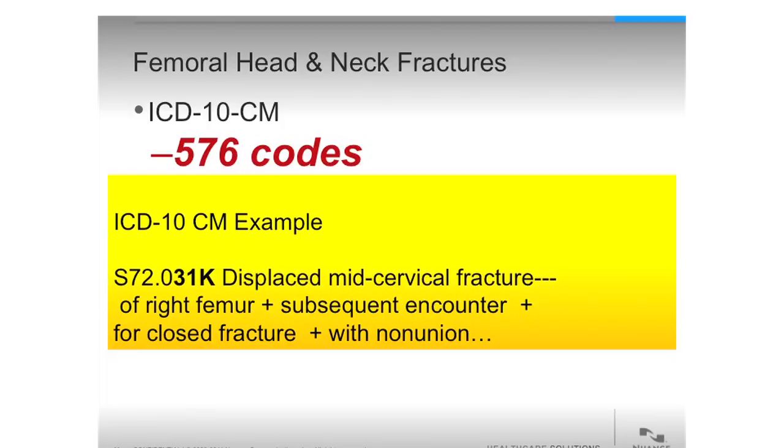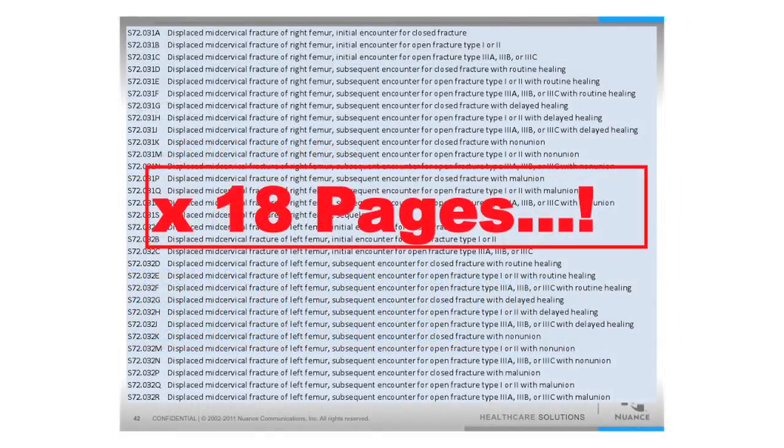So that is why you have an explosion in the number of codes in fractures. Fractures account for about 25% of the increase. All the injuries do. This is what it will look like in a bad electronic medical record.